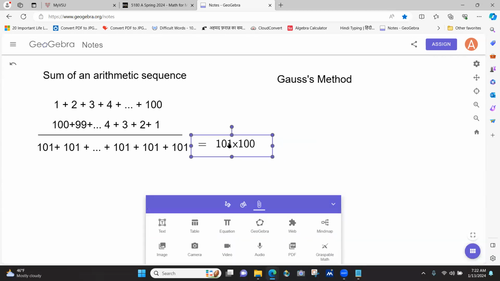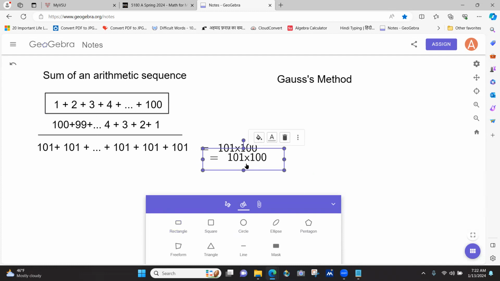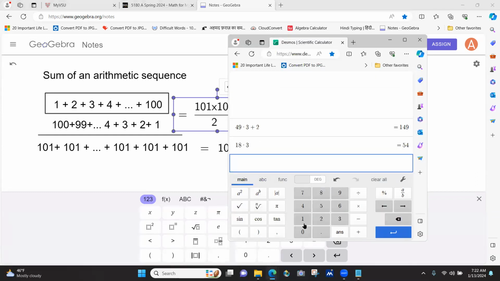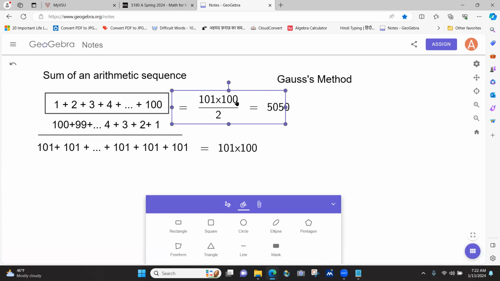Now, I am interested in this sum and this sum alone. But I added this sum twice. So I take this and divide it by 2. And whatever that turns out to be, I'm going to use my calculator just to be on the safe side. I'm getting 5,050. So once again, you want to follow the argument. And this is the basic Gauss's method.